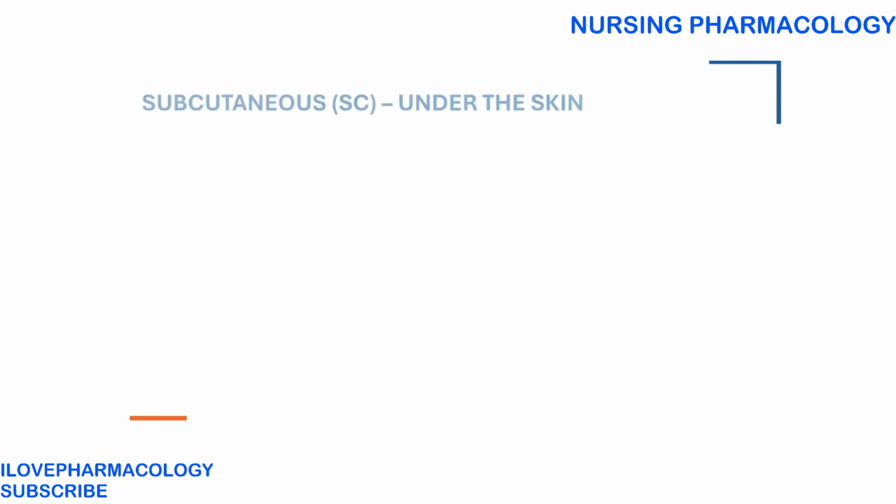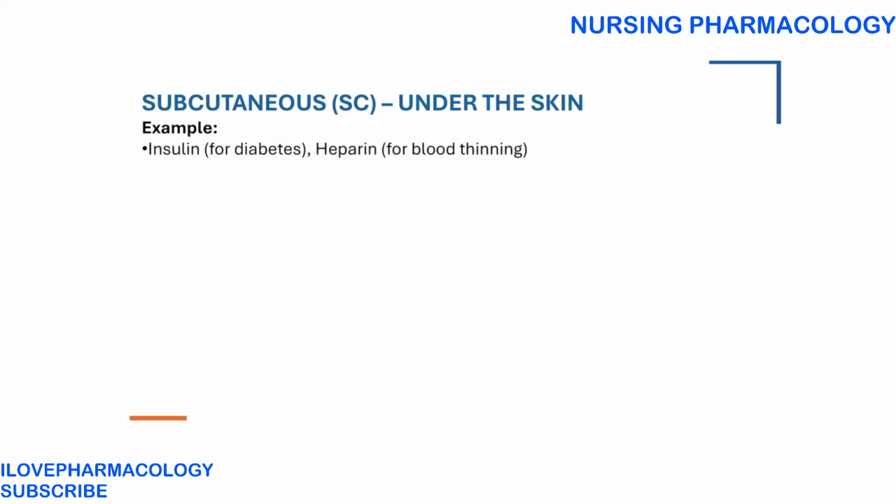So next, coming to the subcutaneous route, which is given underneath the skin. The example is the insulin, which is used for diabetes. It is given through subcutaneous route. This can be self-administered, and heparin, which is an anticoagulant for blood thinning, is given through subcutaneous route.